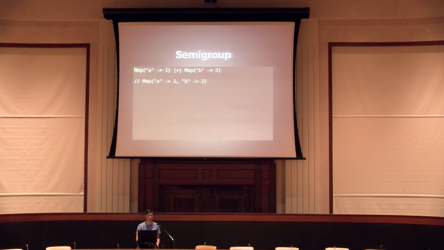So we can merge those and we get a map. This is basically just like concatenating two maps together. But how about this case? We've got a map where they both have the same key. This is actually kind of cool.